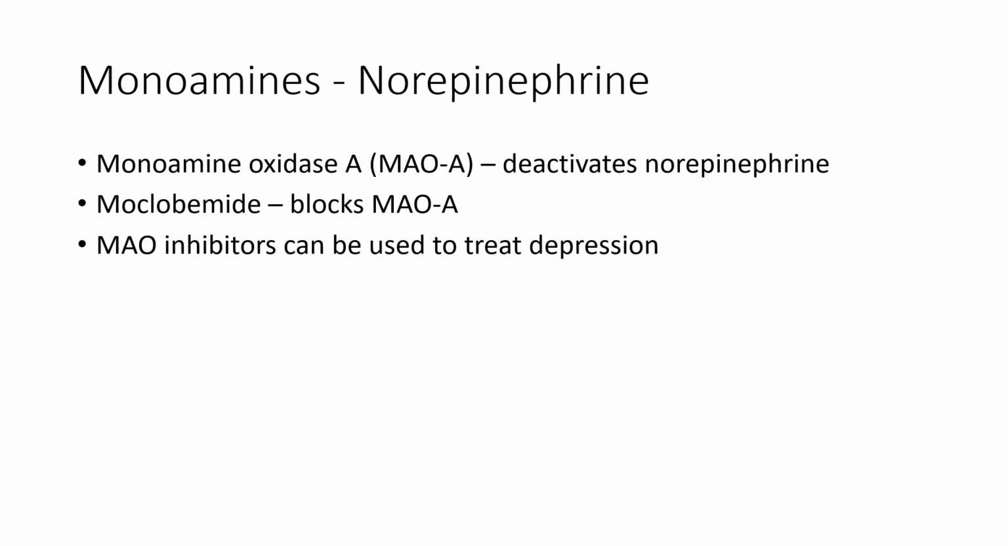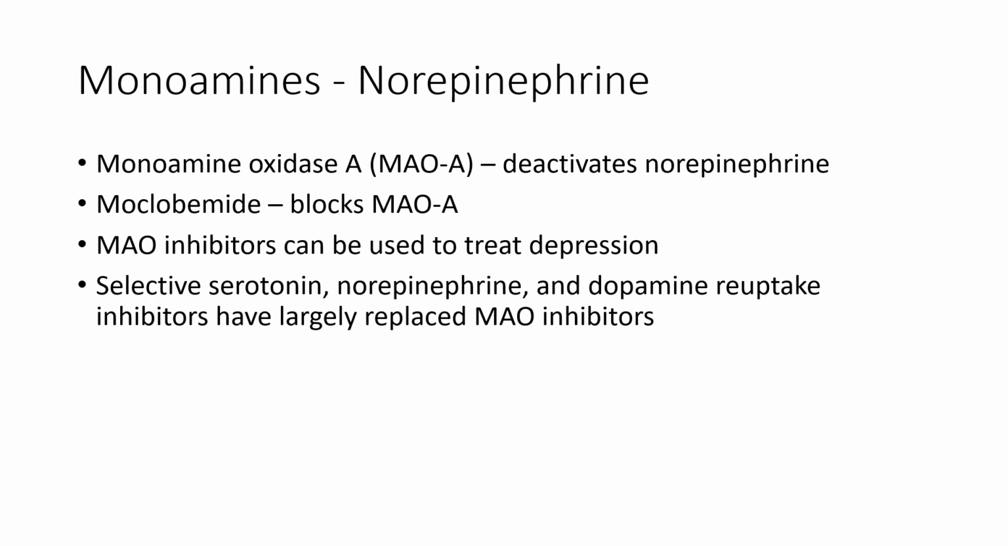You may have heard that term before. These in the past have been used to treat depression. However, more recently, we've moved away from MAO inhibitors because they tend to have some undesirable side effects. So more recently, they've been moving toward things that inhibit the reuptake of dopamine, norepinephrine, and also what is called selective serotonin, which we will discuss here in a few minutes.